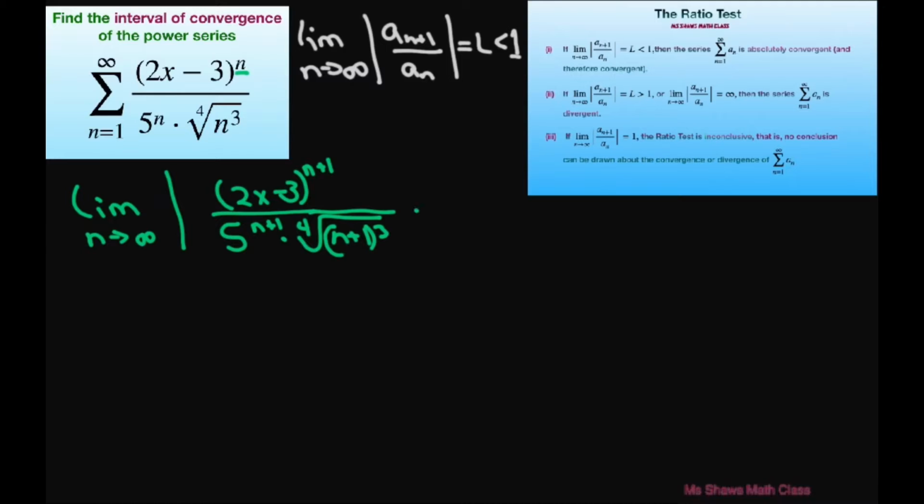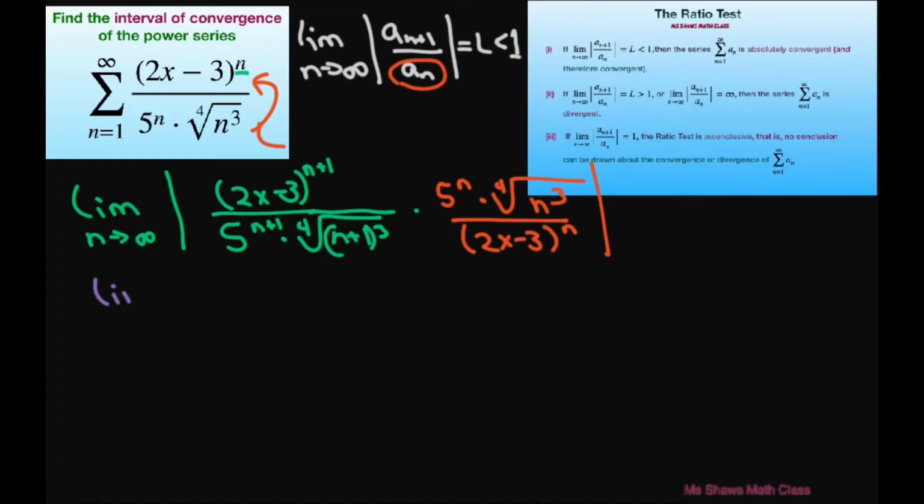And now we're dividing by a sub n, which is the same as multiplying by the reciprocal. So this is going to be 5 to the power of n times the fourth root of n cubed, divided by (2x minus 3) to the power of n. Absolute value. All right. Now let's group things together so we can simplify this.